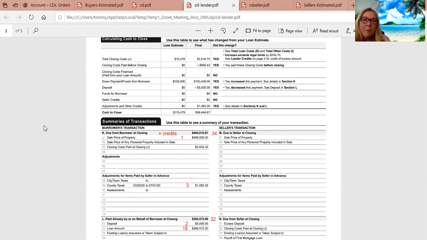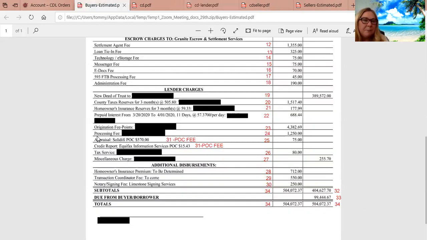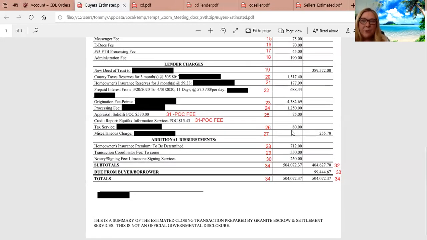The reason they don't match, and I tried to put a little note here. So this figure on number 34, Tommy, can you show them 34 on my buyer's estimate real quick so they can see what that figure comes from? Okay, so 34 down at the bottom is basically always, when you're doing accounting, debits and credits should balance, right? And in this case, the balancing number is the 505,072.37. All the debits, all the credits, those two should be the same. You see that? This is at the bottom, 34.